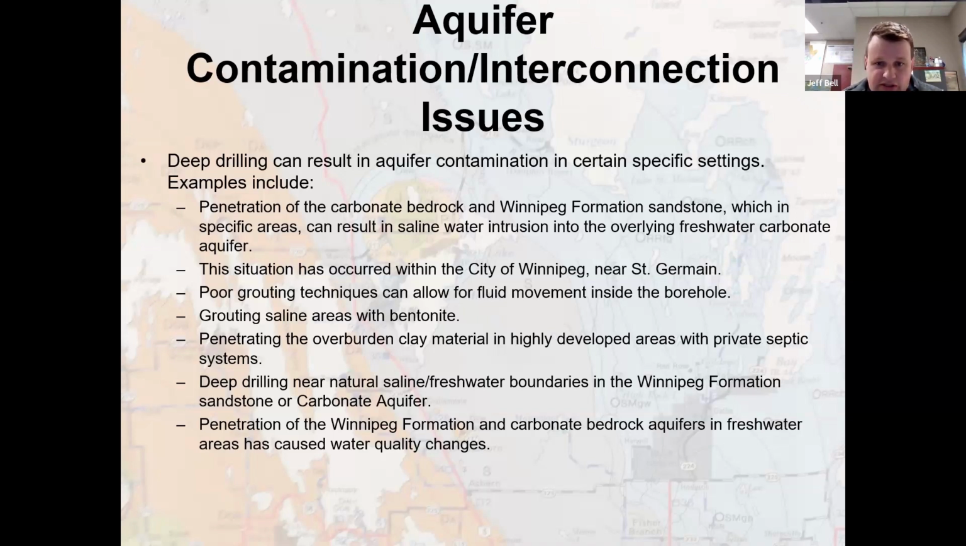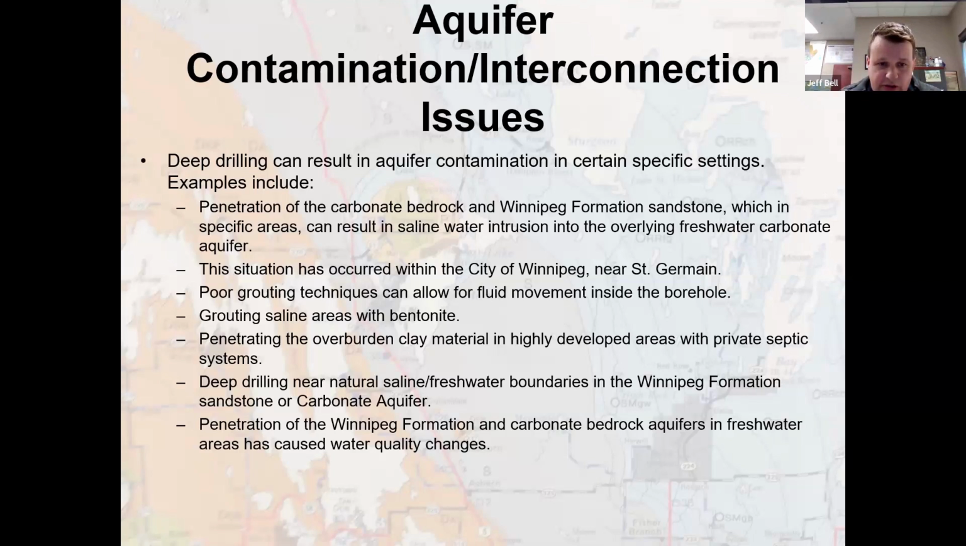Another well-known case is south of Winnipeg in the 1930s. Some industrial speculators tried to convince themselves that there was oil in the geology here, and they did an oil well test hole south of Winnipeg, and they drilled into the limestone and then drilled into the sandstone underneath, and they left it open hole, and that caused contamination in the area around Saint Germain. So working in these aquifers requires some pretty specialized knowledge on the proper grouting techniques that you have to deal with if you run into this, to prevent the fluid movement that could occur between different parts of the borehole.